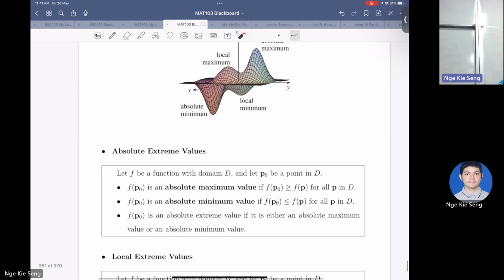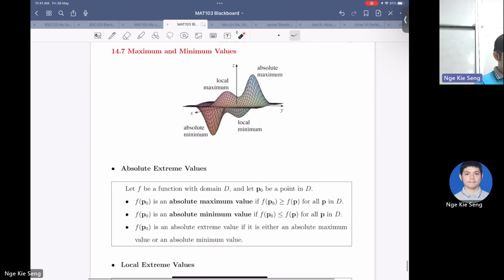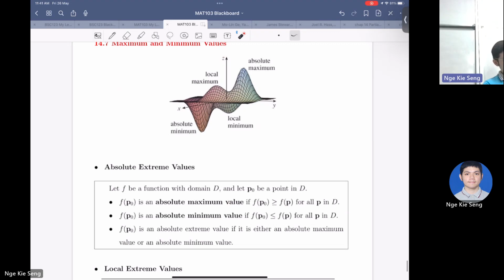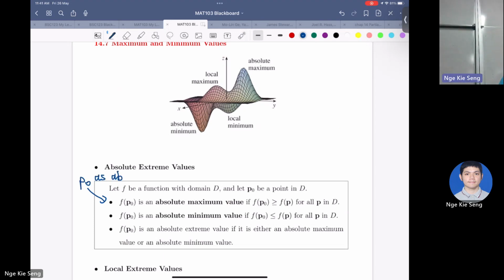Similarly, you define for minimum. So what's the rigorous definition here? We start with absolute extreme values. Probably it's easier to understand. So there are two things here: values and points. We can call P naught an absolute maximum point. If P naught is an absolute maximum point, then F of P naught is an absolute maximum value.